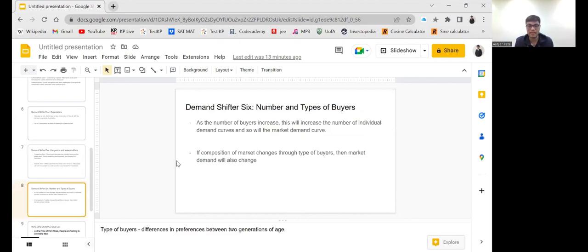The sixth and the final type is number and types of buyers. Let's say the number of buyers increases. So this will increase the number of individual curves, therefore increasing the market demand. And the types of buyers, basically, let's say the preferences of two generations are different. This will either increase or decrease the demand curve.